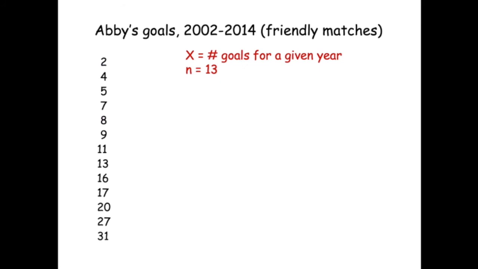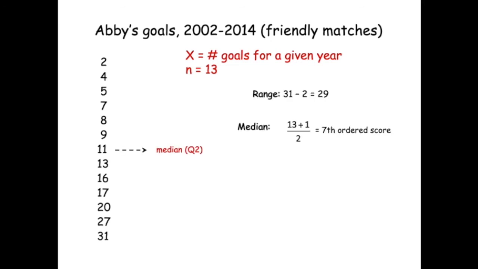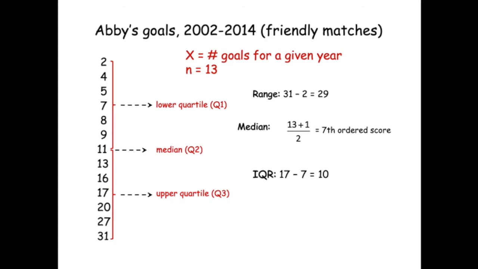The variable of interest, x, is the number of goals Abby scored in friendly matches over the course of 13 years. N is the number of years for which we have data. The range is 29, and the median is 11. The lower quartile is also the median of the lower half of the distribution, and the upper quartile is the median of the upper half. The interquartile range is the difference between these values, or 10.